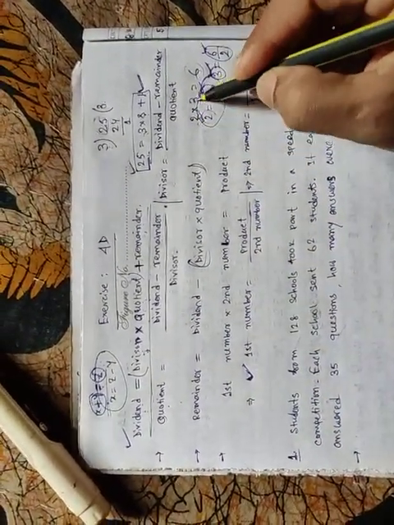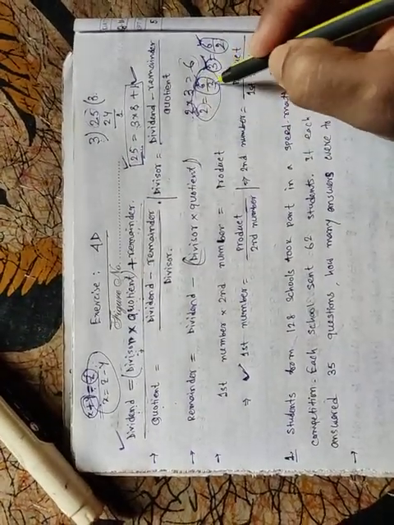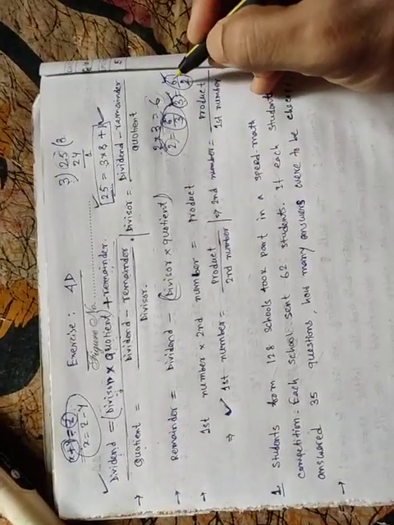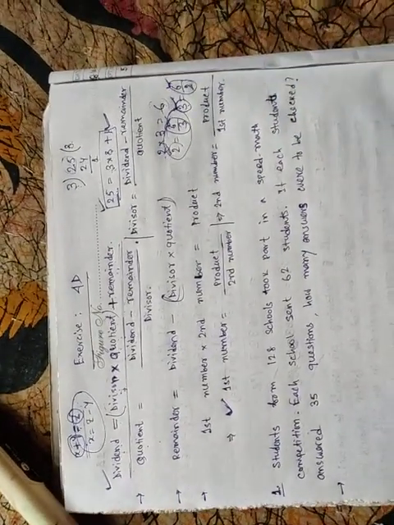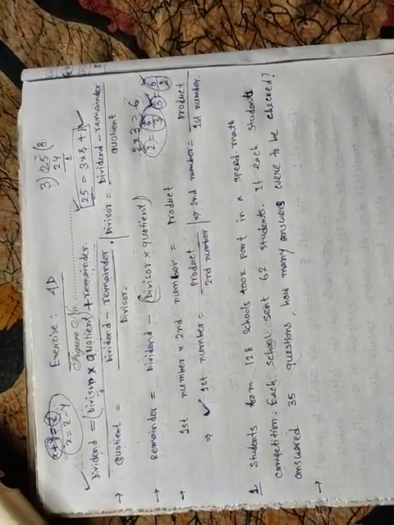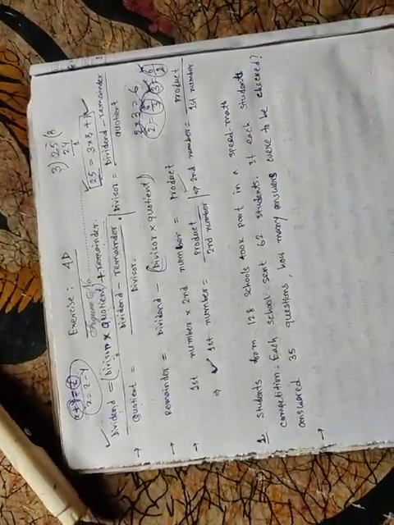This is the first number, this is the second number, and this is the product. So the first number is equal to the product divided by the second number. Again, you can write the second number is equal to the product divided by the first number. This is the product or multiplication. Remember these formulas. Now I am starting the exercise.